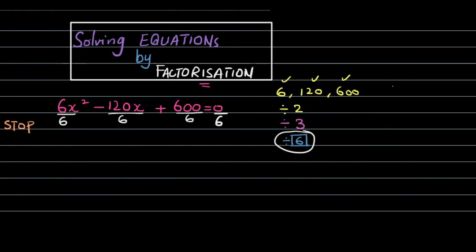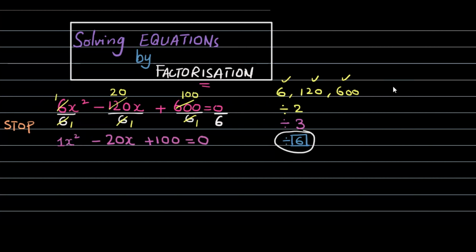Okay. Now I need to reduce the terms. 6 ones are 6. 6 twos are 12, and 0. 6 ones are 6, and 6 hundreds are 600, and it will be 0. So what is the remainder? There is coefficient 1 left: 1x squared minus 20x plus 100 equals 0.